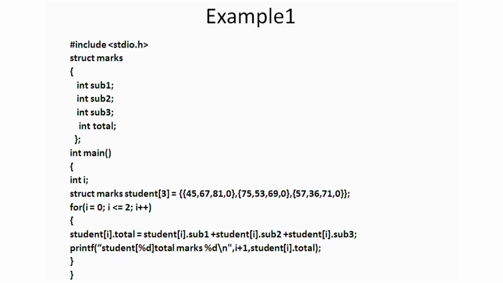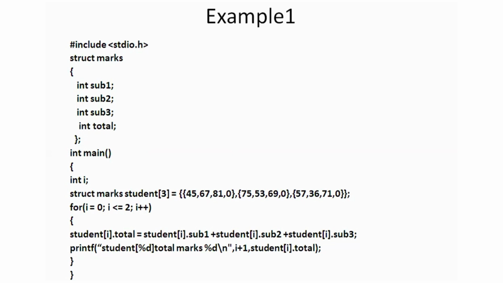And one more thing: in this example we are using an array of structure. How do we declare the structure? Within the main program, we write struct marks student of 3. Struct is the keyword, the name of the structure is marks, and student is the variable of type marks structure.